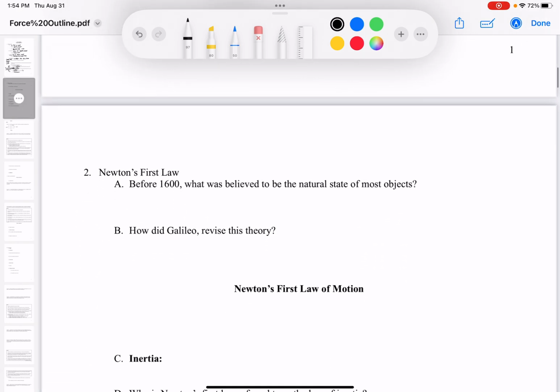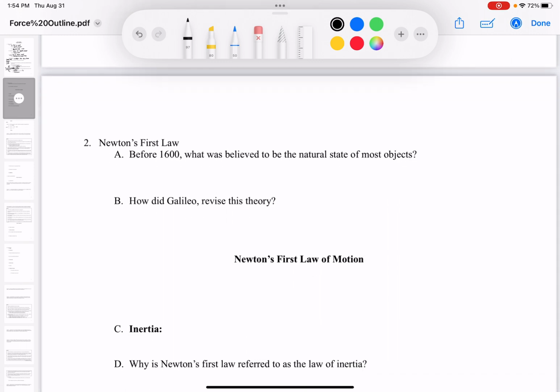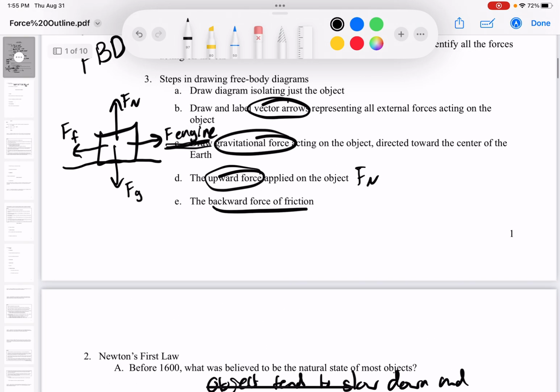Okay, so before 1600, what was believed to be the natural state of most objects? The idea was that objects tend to slow down and stop. Now this makes sense because when you look at things, if you see a ball rolling, you assume that it's eventually going to stop rolling, right? But Galileo pointed out that that's not actually true. What's happening is friction is causing that to slow down and stop.